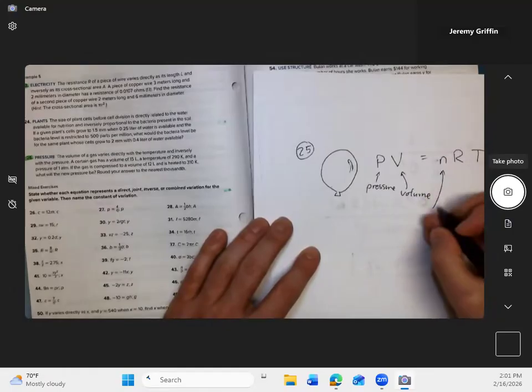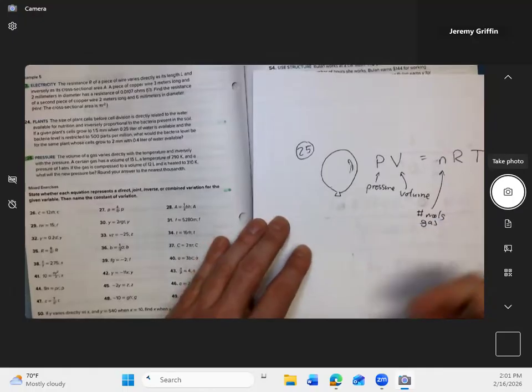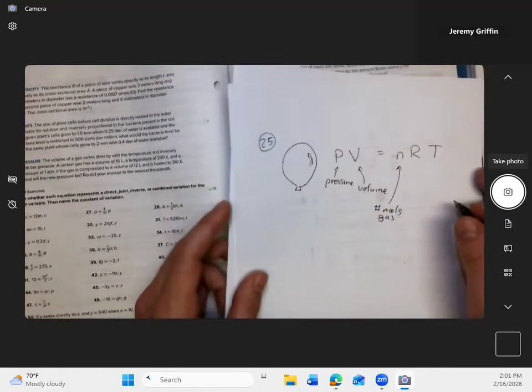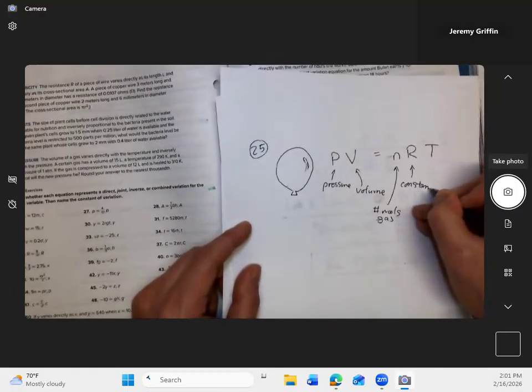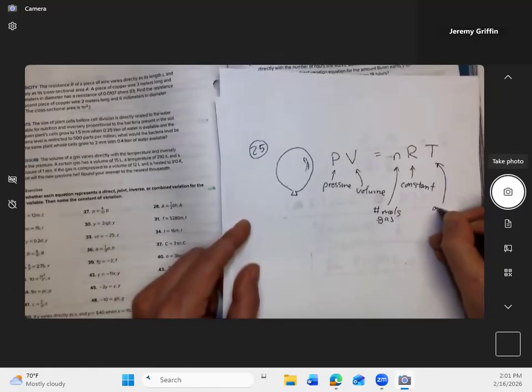Right. I'll say n is the number of moles of gas. So basically, how much gas is inside, like if you counted all the molecules. R is some constant, depending on what units you're working with. And T is absolute temperature.